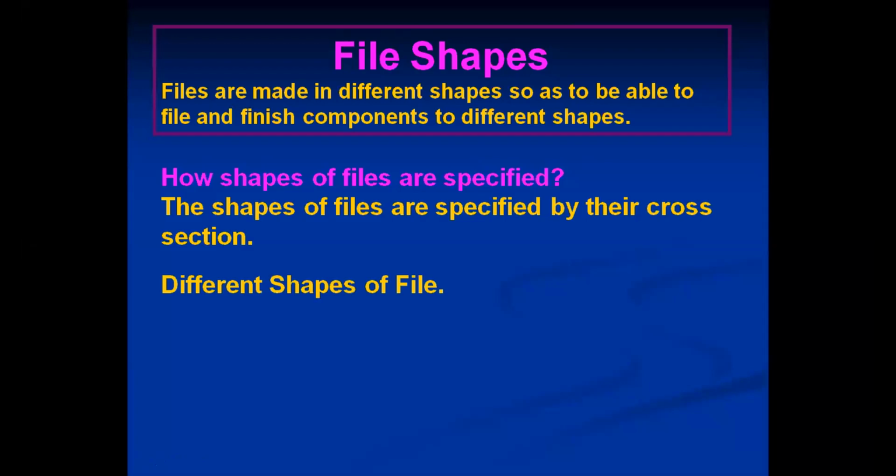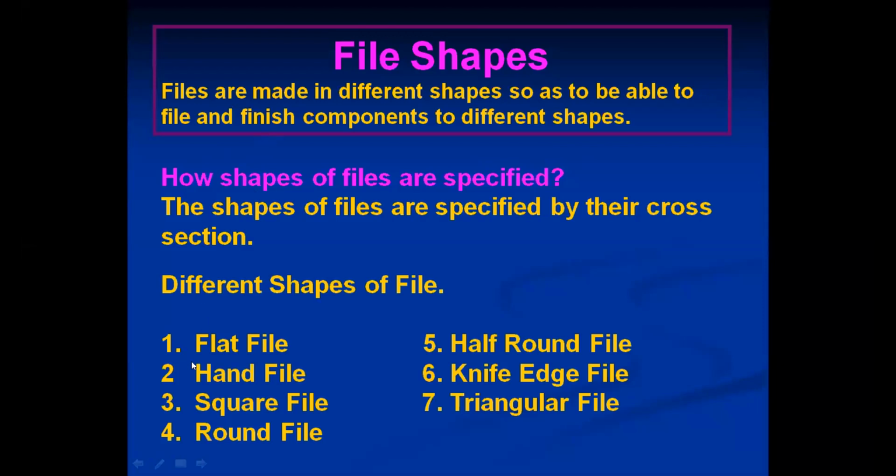So, different shapes of file. We will see the different shapes of file. Number one, flat file. Number two, hand file. Number three, square file. Number four, round file. Number five, half round file. Number six, knife edge file. And number seven, triangular file. Here I mentioned only seven types of files. More files are used, but this is enough for our diesel mechanic trade. So that's why I indicate only seven shapes of file.